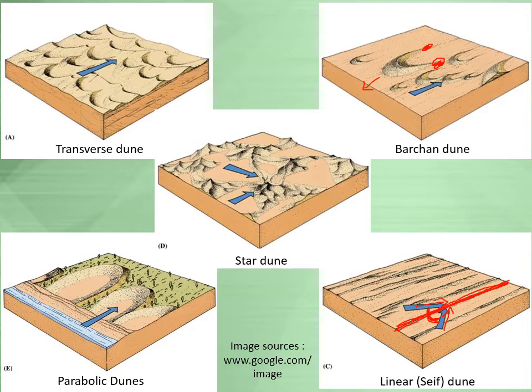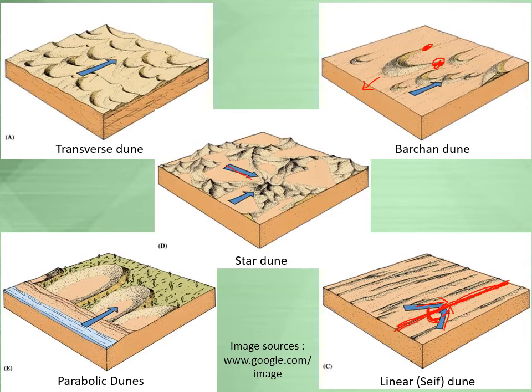So from those sword shapes, these kinds of dunes are named as sieve dunes. You can also call them linear dunes. And lastly, when the flow directions are multidirectional, that means it is not restricted to a particular direction.